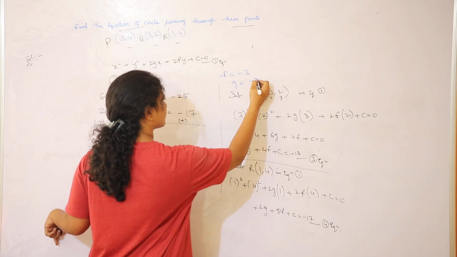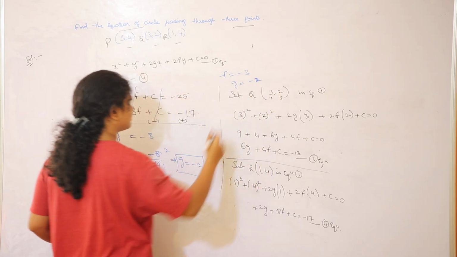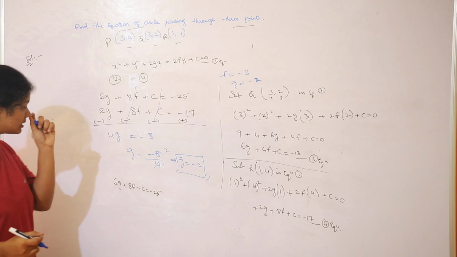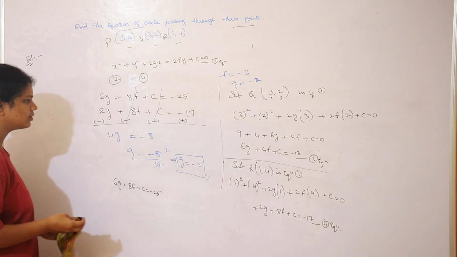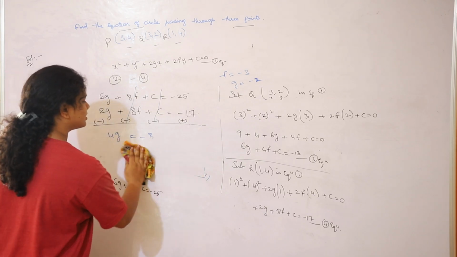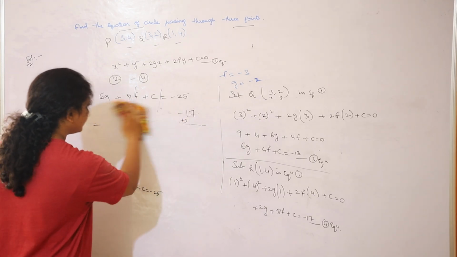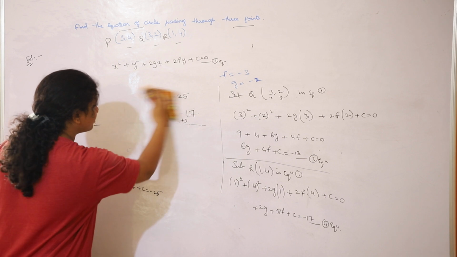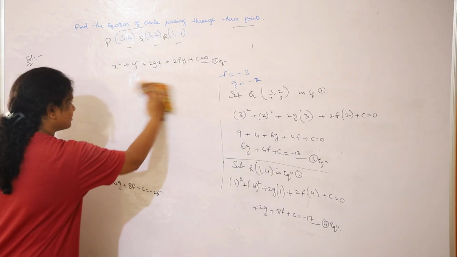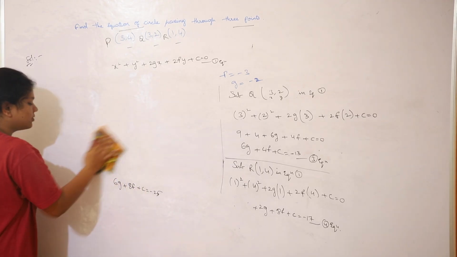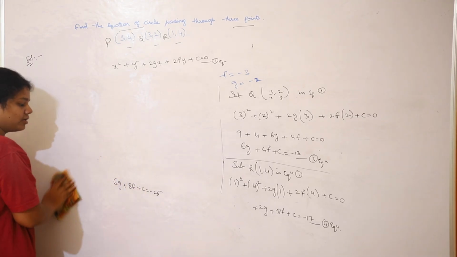It's minus 2. So we got g equals minus 2, f equals minus 3. Clear? Now, what you do is substitute the g value and f value in any of these three equations. Let's say here I'm having the second equation, third equation, and fourth equation. Now substitute the g and f values in any of these equations.